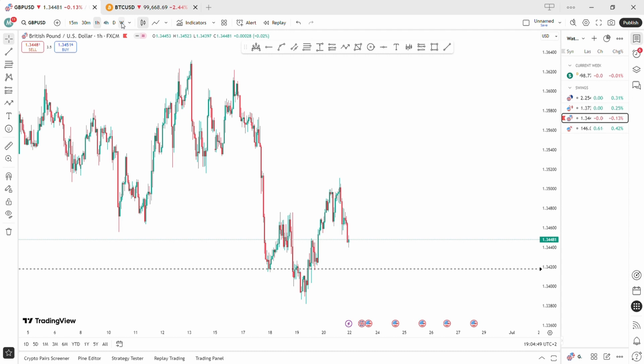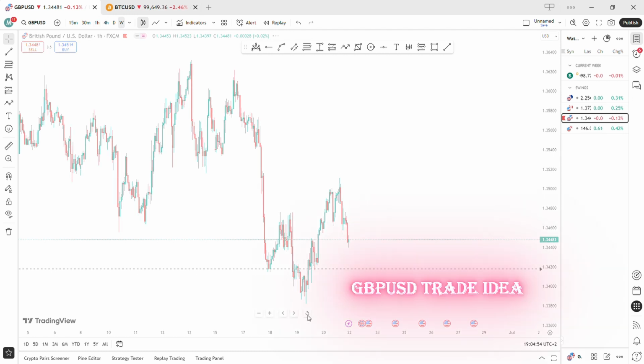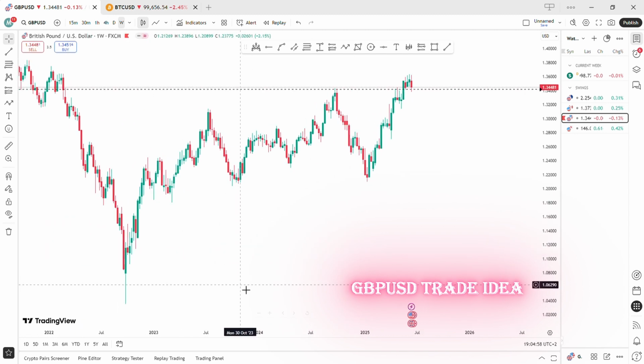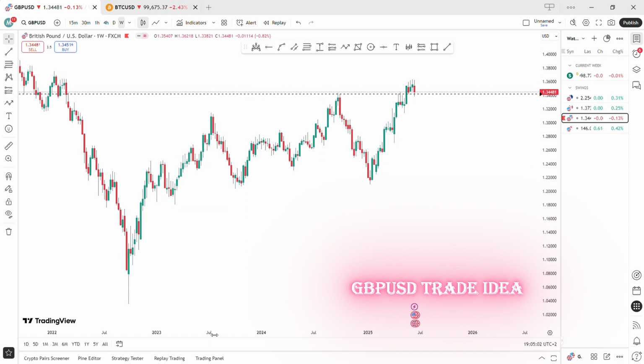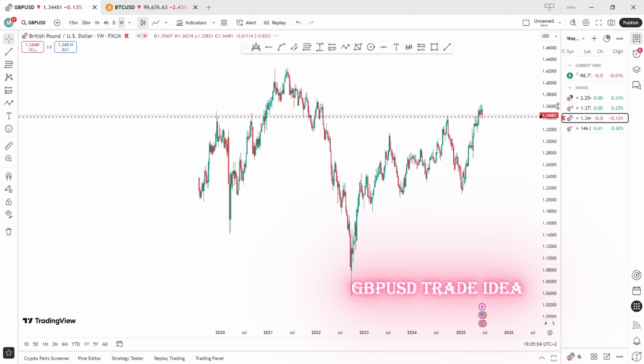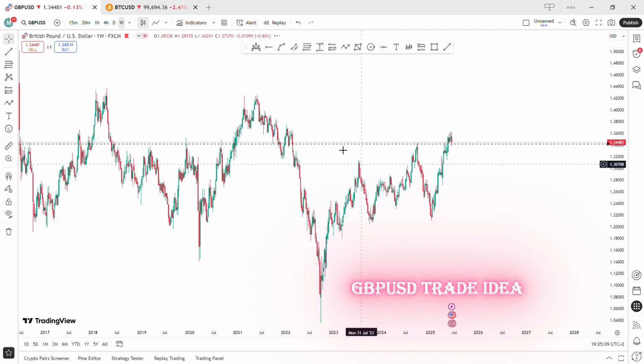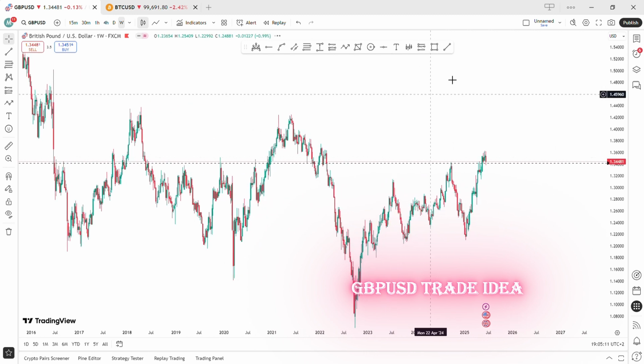Let's look at another pair. This can be GBPUSD. Okay, let's just look at GBPUSD. So let's just start from a higher time frame. Okay, GBPUSD. So how can we talk about this? Okay, GBPUSD, I'm going to be approaching like this.